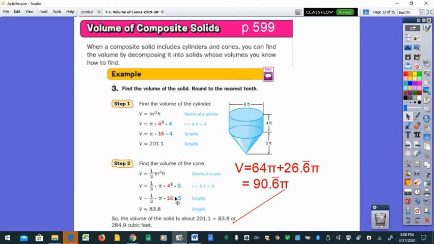Or down here, just like we did up above, I can take that 26.6 repeating, multiply it by pi, and notice it's about 83.8. Now, if I add the 201.1 cubic feet from the cylinder with the 83.8 cubic feet from the cone, this odd kind of looking shape over here could hold 284.9 cubic feet. That would be the volume.